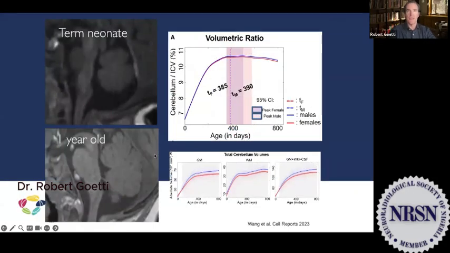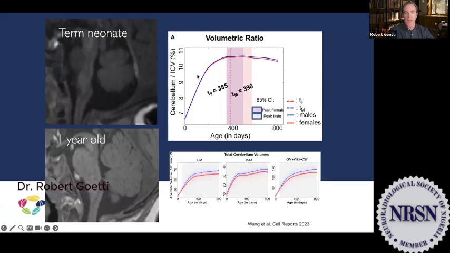The reason I mention the rapid growth of the vermis is that it's important to recognize that in neonates, the posterior fossa may look a little bit too big. So this term neonate and this 1-year-old both have a normal cerebellum. In the term neonate, the cerebellum looks relatively small for the posterior fossa. You could be inclined to potentially call this a megacisterna magna. It's a term that I don't often use because I find it's not very helpful. But ultimately, the cerebellum is still growing into the posterior fossa.